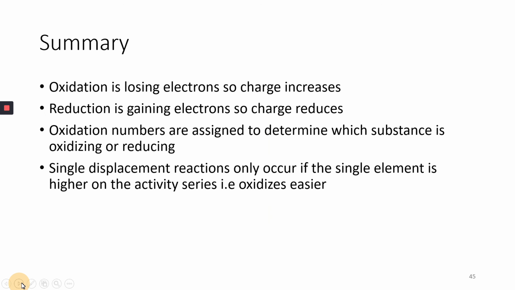So let's summarize what we covered in this short video. Oxidation is losing electrons, so the charge increases. Reduction is gaining electrons, so the charge reduces. The oxidation numbers are assigned to determine which substance is oxidizing or reducing. And single displacement reactions will only occur if the single element is higher on the activity series. Okay, that means it oxidizes easier and the reaction will occur. All right, if you have any questions, let me know.